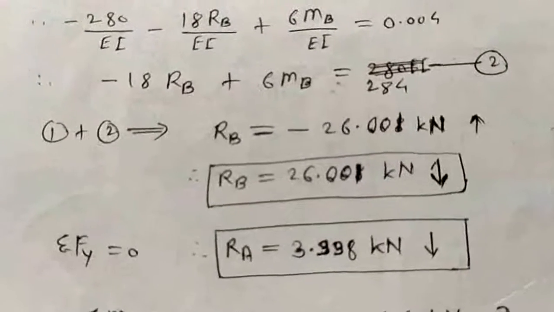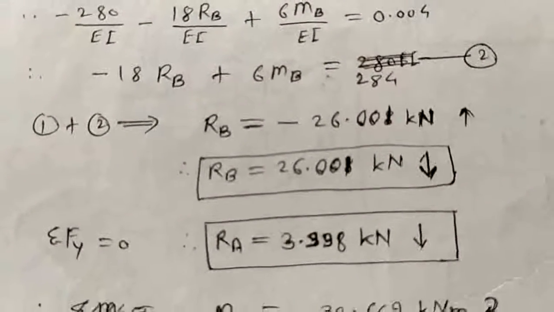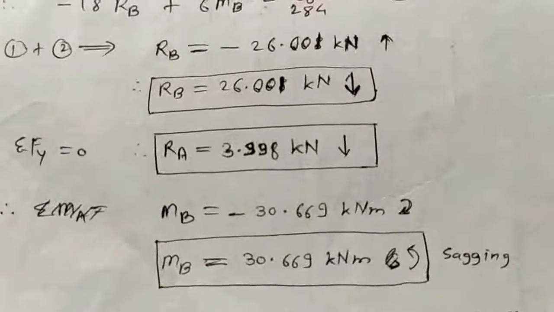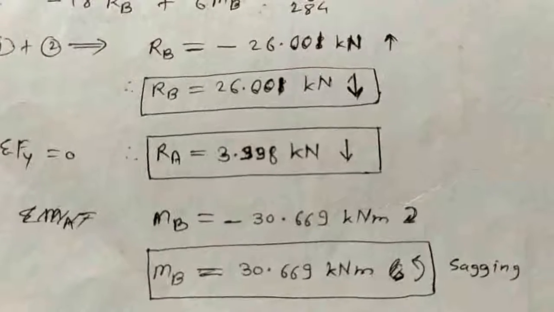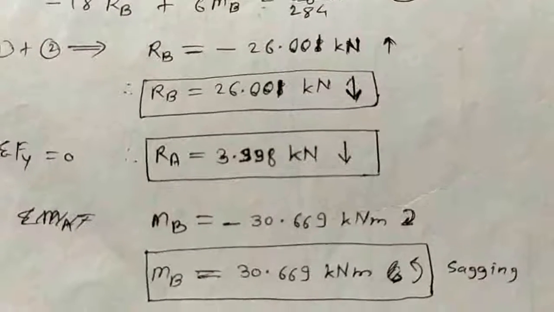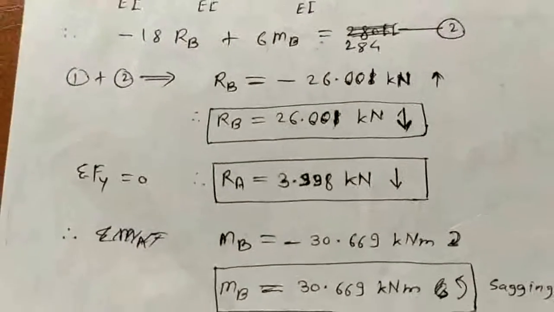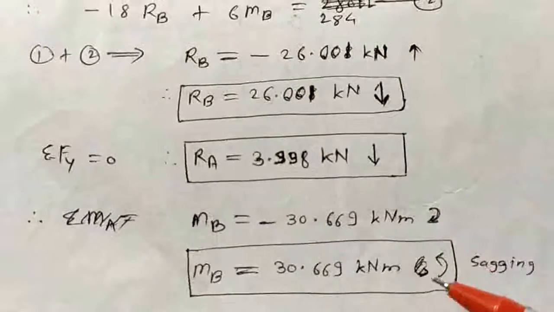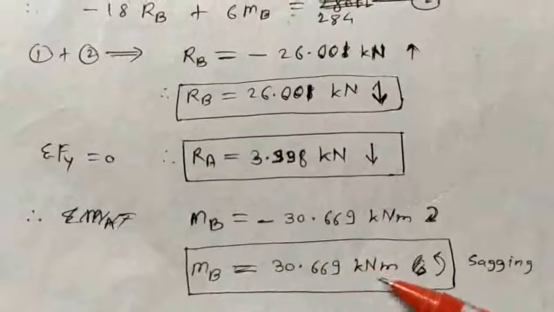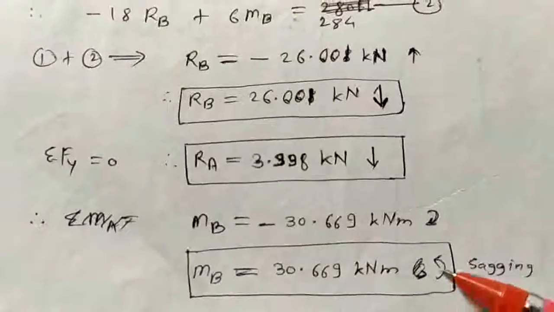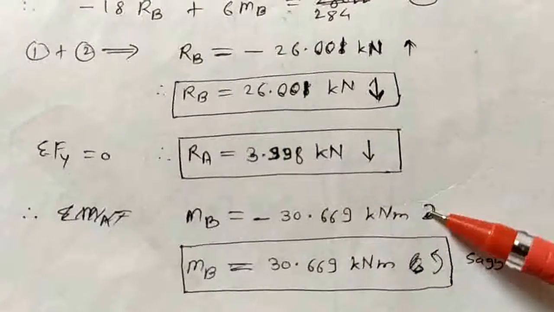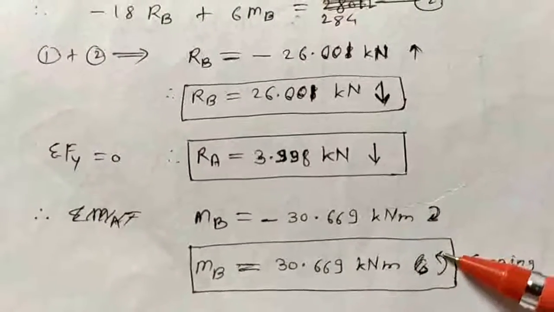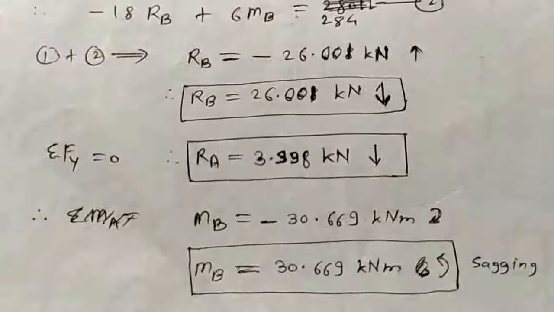Next, apply summation Fy equal to 0, and we are getting RA. By solving the two equations, we have got the value of MB as negative. Negative means the assumed direction is wrong. So here I have shown this assumed direction. I am writing the positive answer. The assumed direction was this one, that is clockwise. Now the final direction is this one, that is MB going in an anti-clockwise direction.